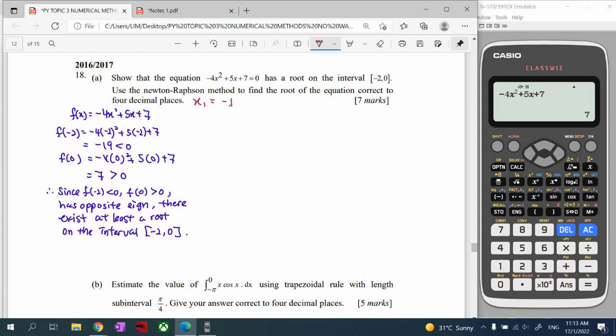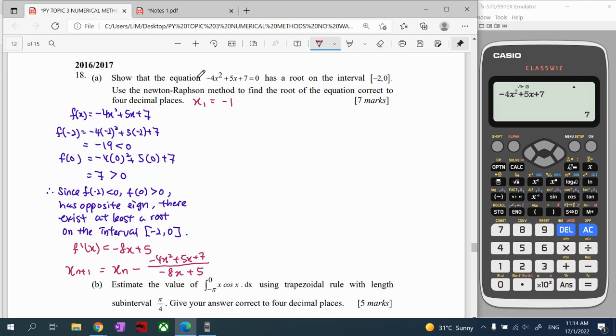Okay, so for using the Newton-Raphson method, we need a differential equation. So we need to differentiate our function. Differentiate this one, the power comes down, power minus 1. Differentiate 5x, we get 5. Differentiate 7, we get 0. So we have the Newton-Raphson method: x(n+1) equals x(n) minus the function, which is -4x squared plus 5x plus 7, over the differential function -8x plus 5.